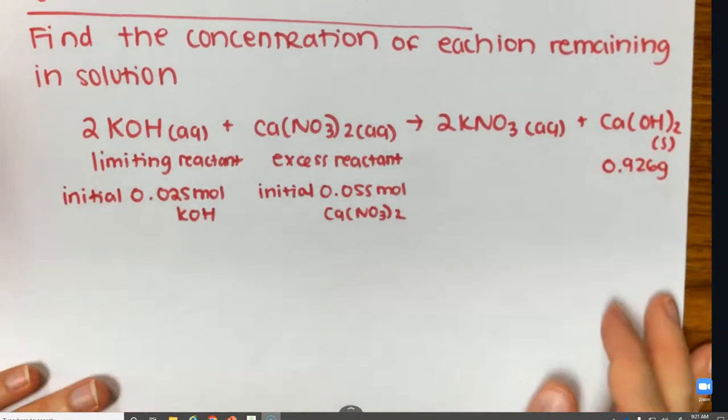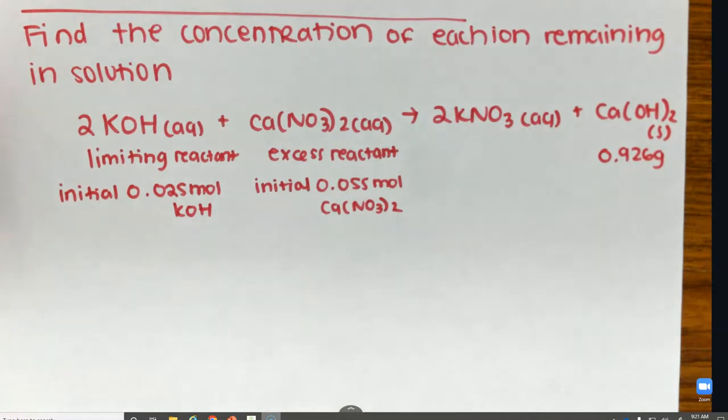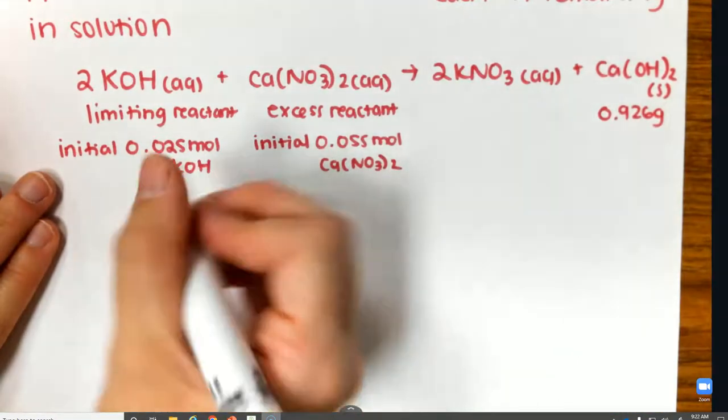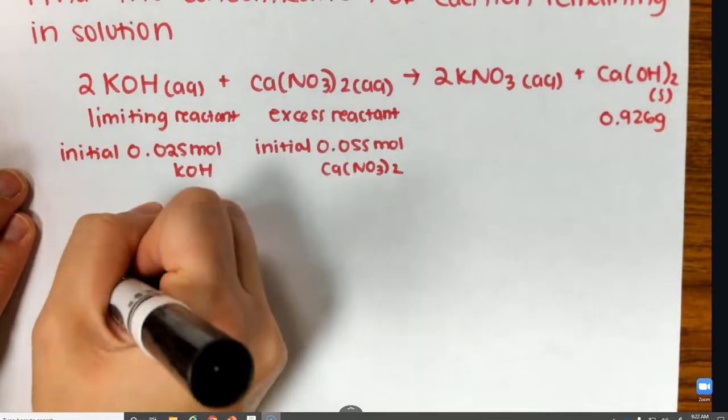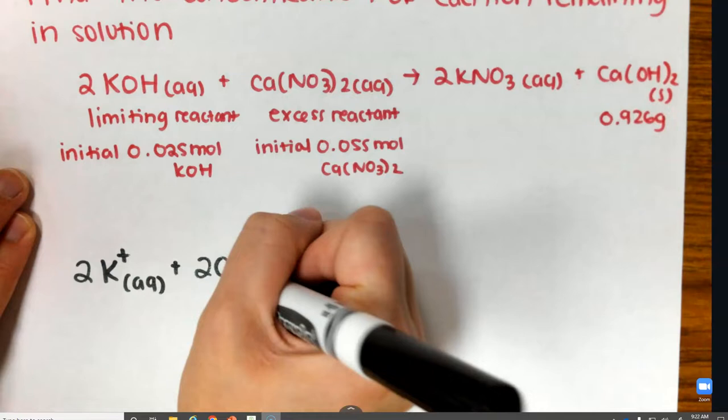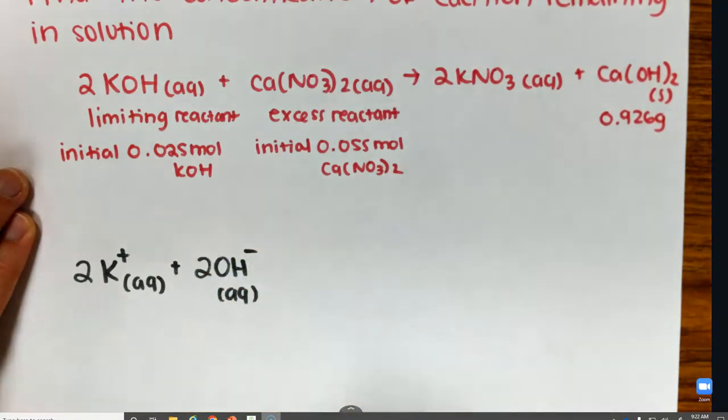When it comes to solution stoichiometry, sometimes it might be helpful to write a net ionic equation. Or let's look at what happens to the ions in solution. These substances are both aqueous. What does that mean? That means that when you put them in water, they dissociate. So the K actually separates from the OH. Let's write the ionic equation. We have 2 potassium ions and 2 hydroxide ions. They are separate, they're not together.